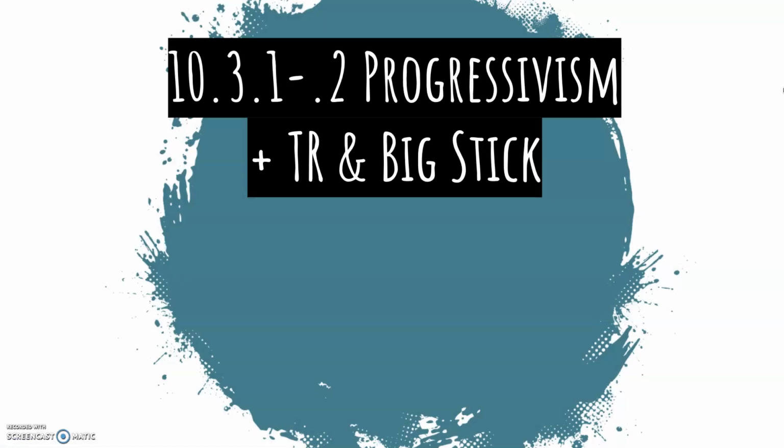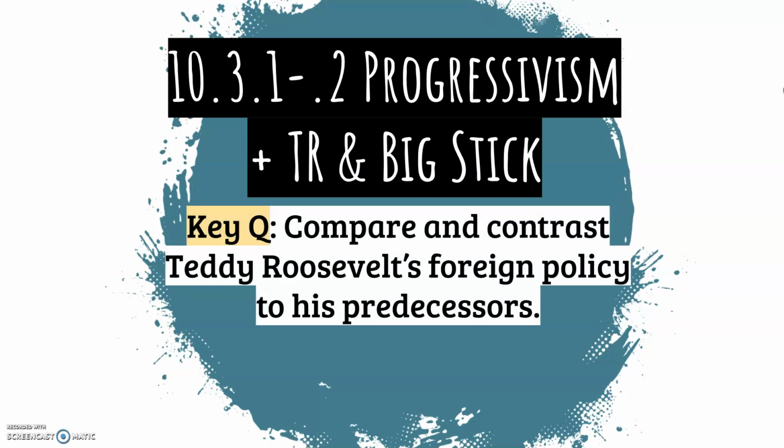So we are on 10.3.2 Teddy Roosevelt, and I'm also including 10.3.1 because the historical context that we set last class is important in understanding Teddy as president. Your key question: compare and contrast Teddy Roosevelt's foreign policy to his predecessors. He will greatly change the presidency, greatly change the course of the United States.